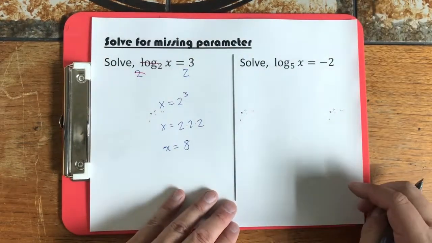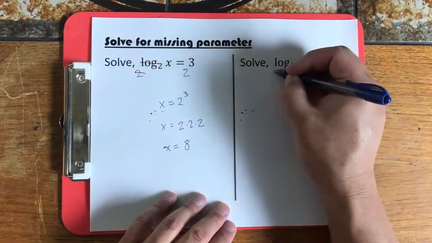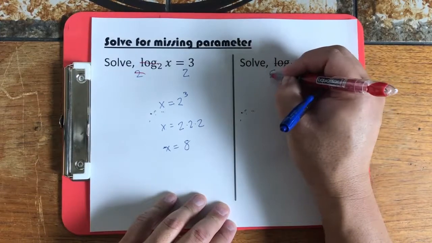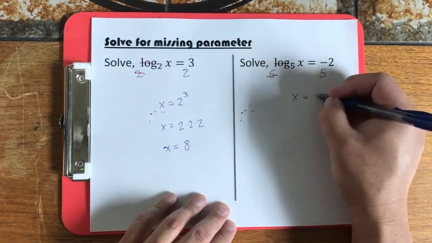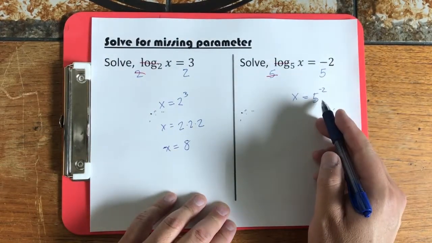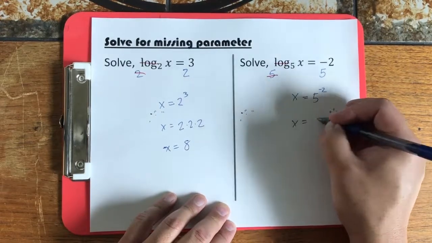Okay. This problem is the same type of problem. Let's get rid of the log by applying a 5 to both sides. So now x is equal to 5 to the negative 2 power. Let's make that into a positive exponent. So we will change levels.